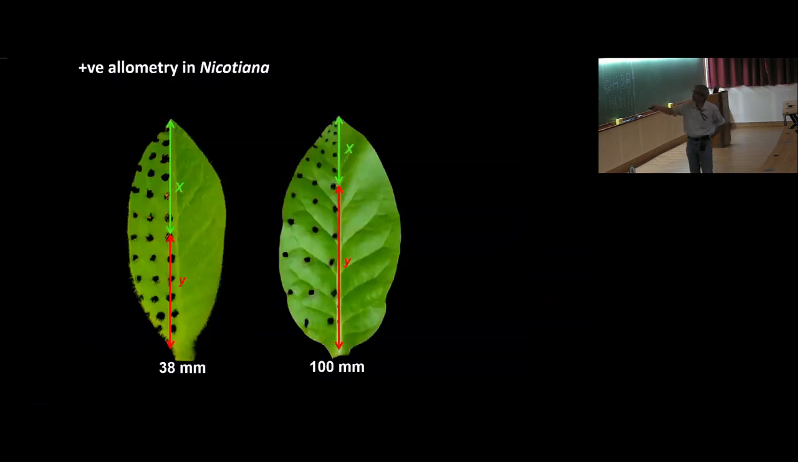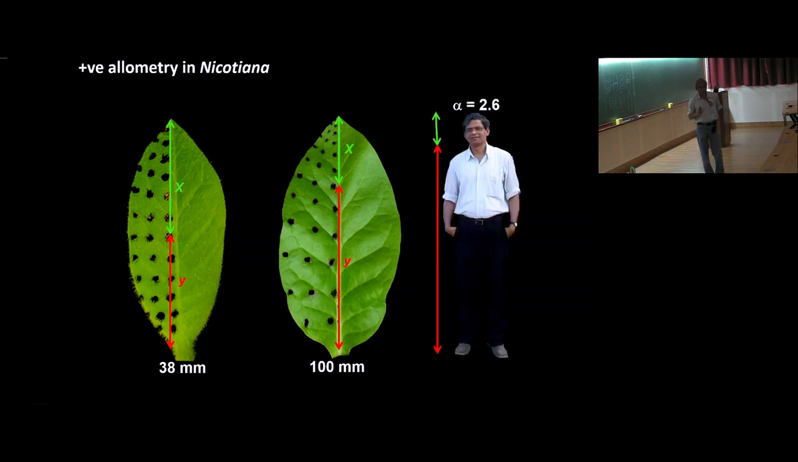So this is a small tobacco leaf where you have put the dots here, and this dot is at the center, x equal to y. And when it grows bigger, you see y is more than x. That is the positive allometry, which I have shown before, taking the snapdragon as an example. So this leaf grows more from the base and less from the top. For the snapdragon, the alpha value is 2.6.